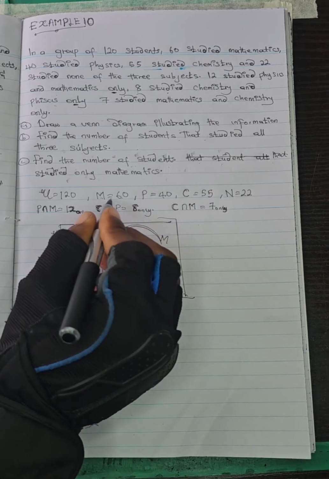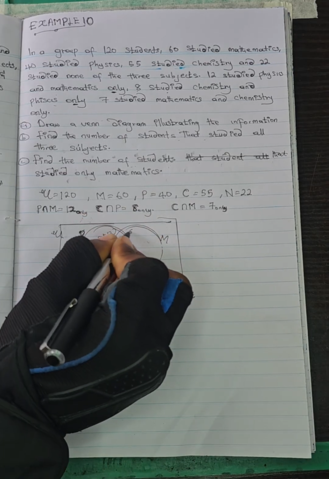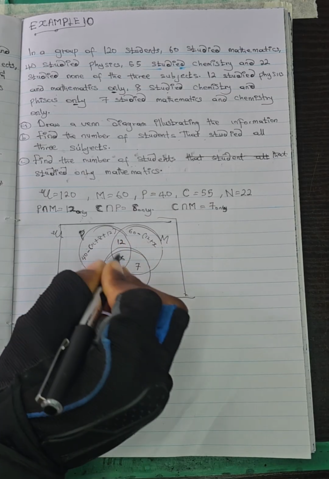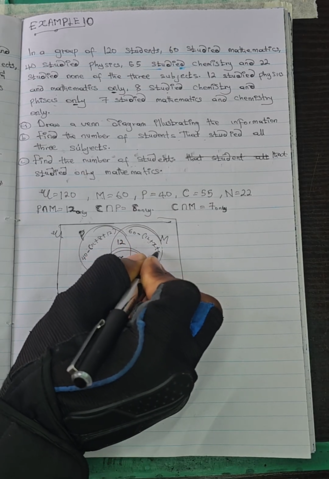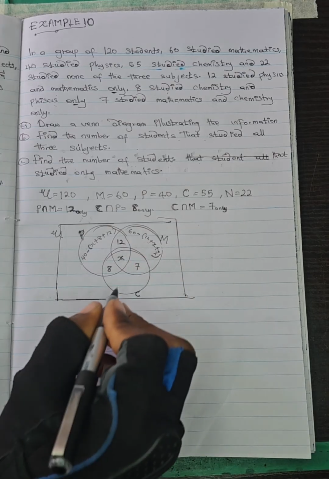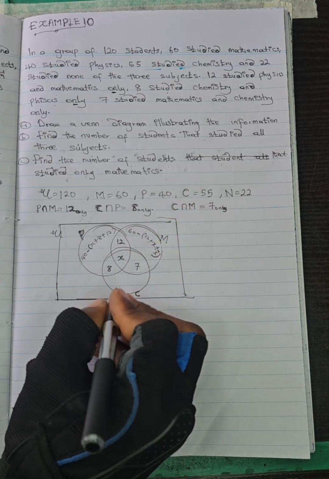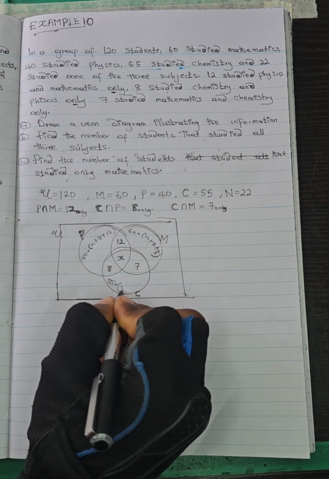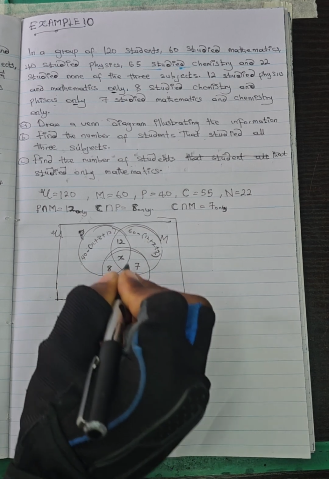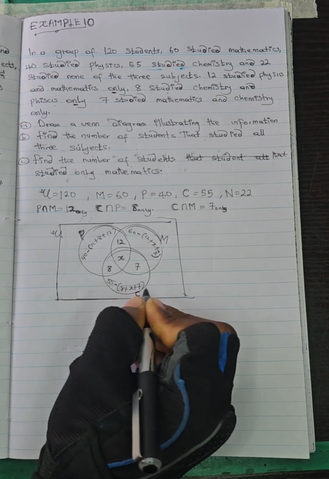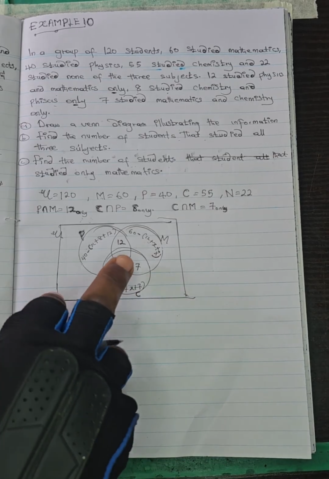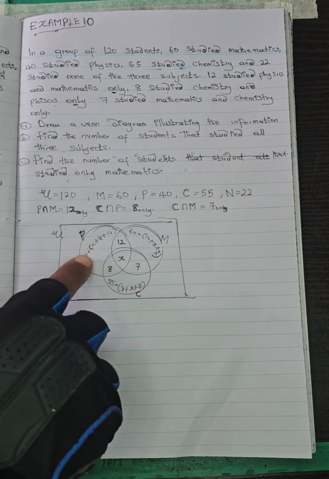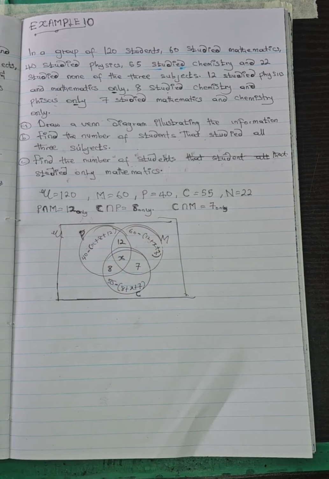Coming here, mathematics is 60 and 60 is everything in the circle. So I'll write 60 minus, in bracket, 12 plus X plus 7. In case of chemistry, it is 55. I have 55 minus, in bracket, 8 plus X plus 7. So this is our Venn diagram. The only difference is that we've not finally got this X, so we can put real figures here.